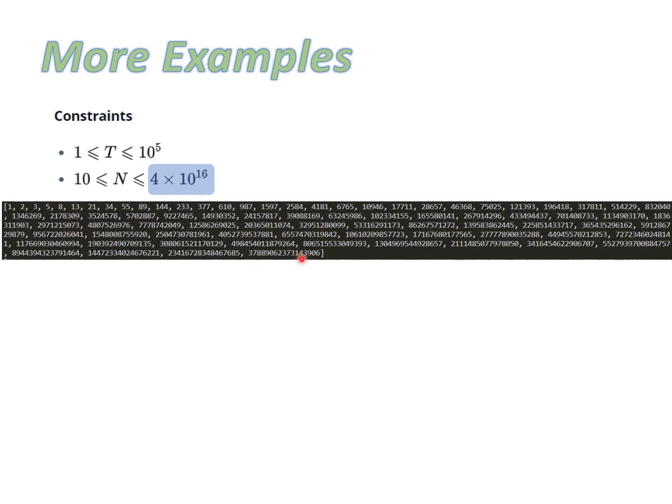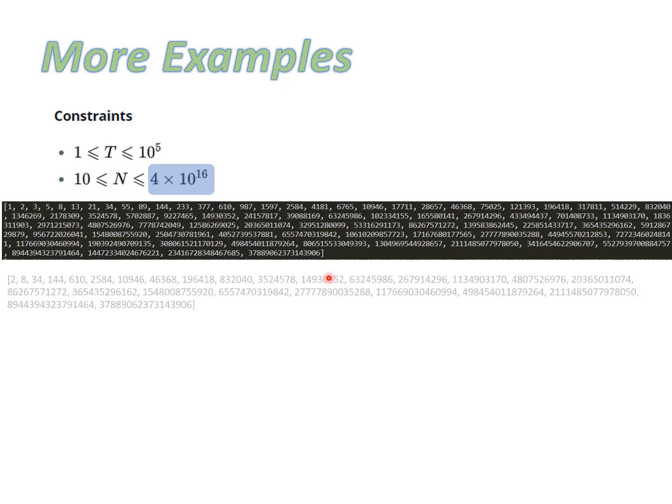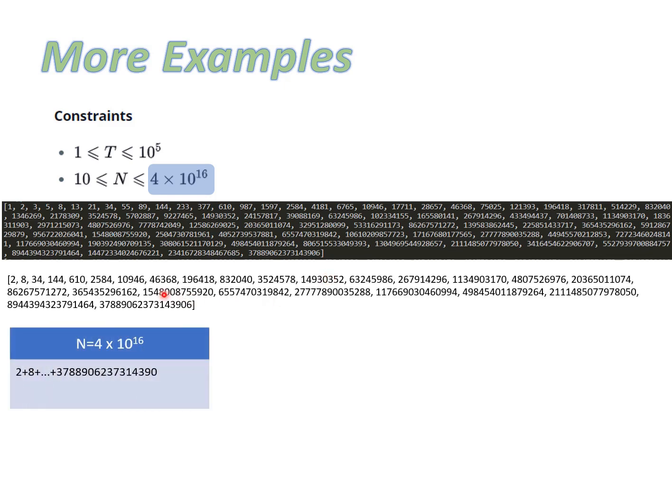As you see here, we do not have so many numbers, because when you keep on adding up numbers the result becomes very huge, right? Even though 4 into 10 power 16 looks like a very huge number, the list is not very big. And if we filter this list to list down only the even numbers, we get this result: 2, 8, 34, then 144, then 610, and so on.